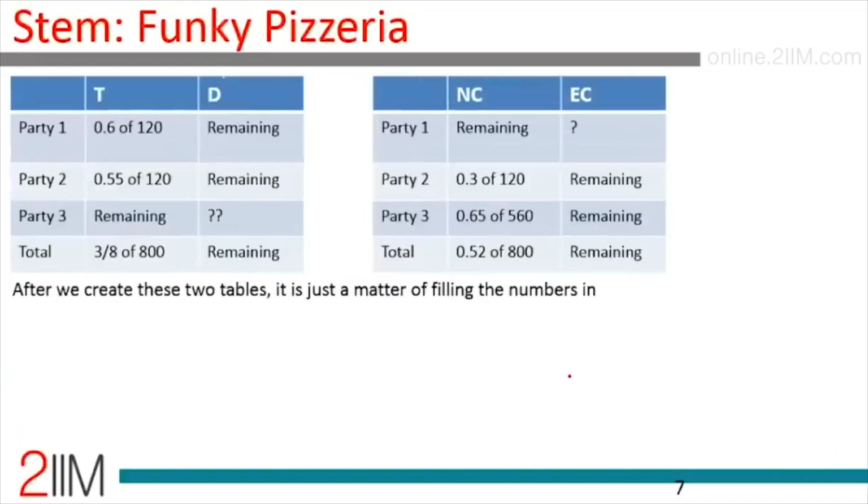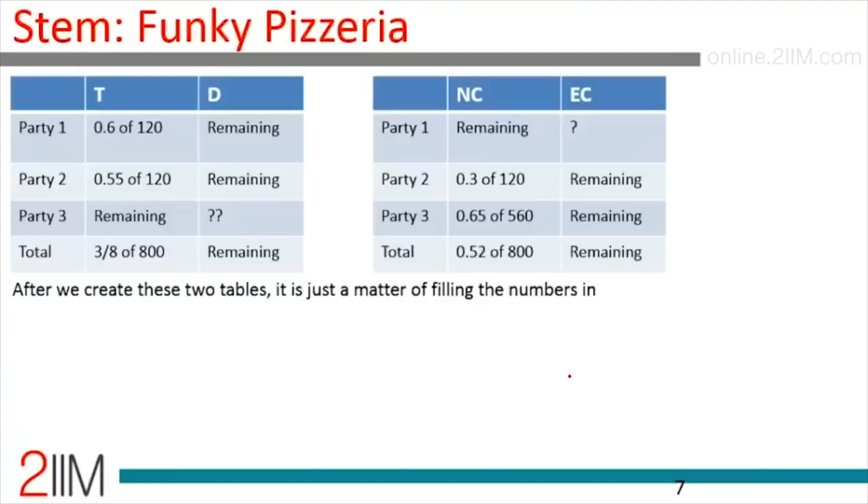And so now I'm going to create this grid. I'm going to basically take all of this data given and put it into 2 tables. I'm going to say thin crust and deep dish, normal and extra cheese. The total party 1, party 2, party 3, and total overall numbers we know. But we're going to classify and fill in numbers for each of these classifications. Right? So how do we do that?